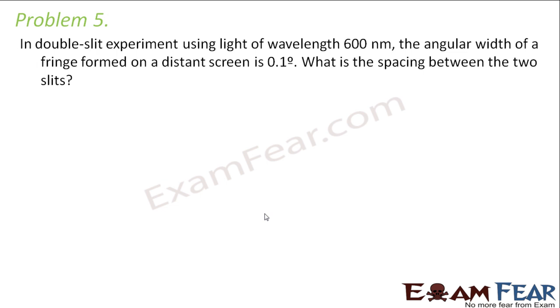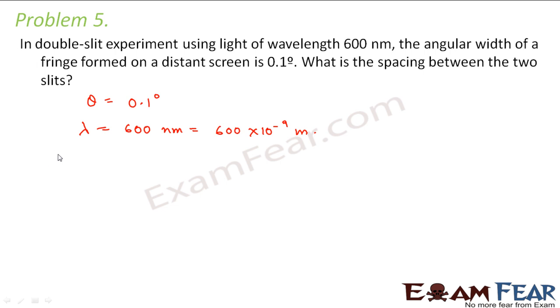It says that in a double slit experiment using light of wavelength 600 nanometers, the angular width of a fringe formed on a distant screen is 0.1 degrees. So that means theta is equal to 0.1 degree and the wavelength of light used is 600 nanometers. So this is equal to 600 into 10 to the power minus 9 meters. So we have to calculate the spacing between the two slits, that means small d.